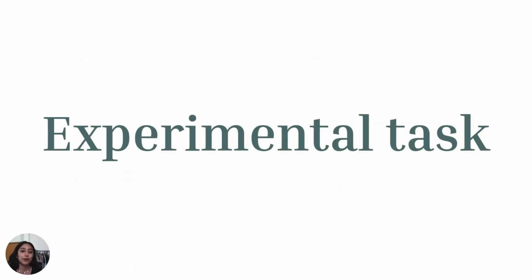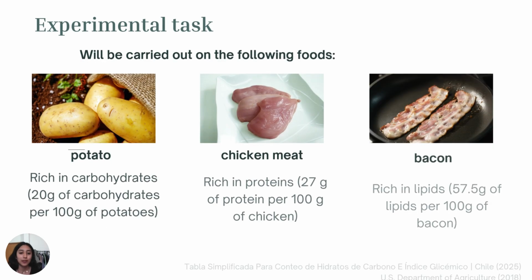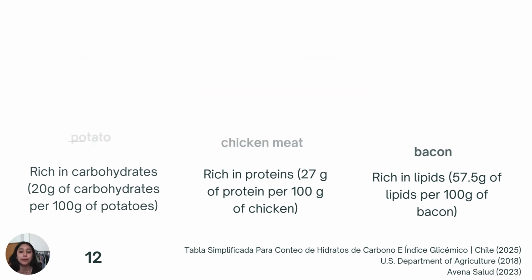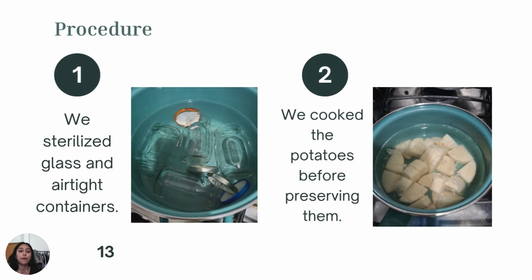Then we can pass to our experimental task. Here, it is going to be carried out in three different types of food. First, potato, which is rich in carbohydrates, then chicken meat, which is rich in proteins, and bacon, which is rich in lipids. And this is the procedure that we followed.